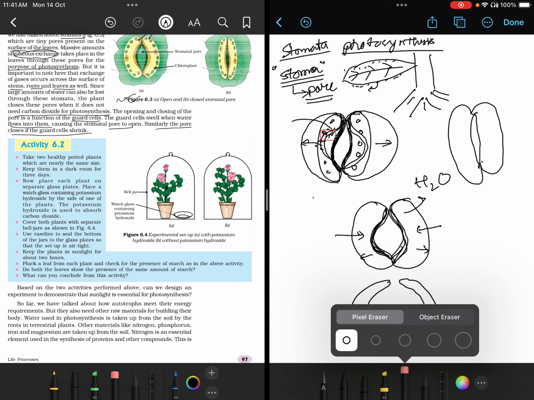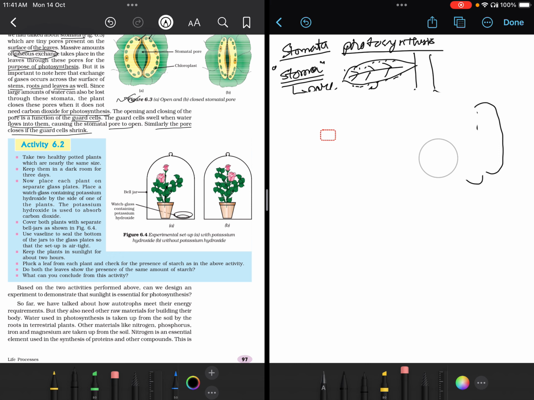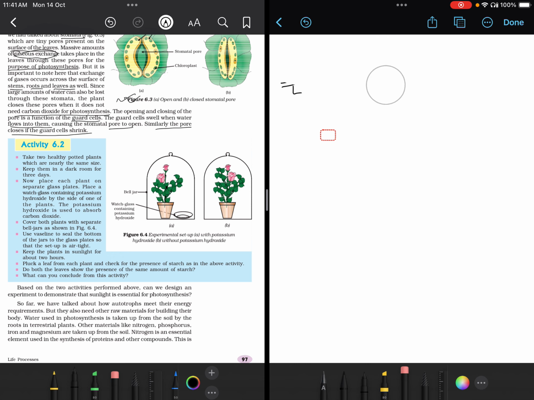And let's study the next paragraph. Based on the activities above, we design experiments to demonstrate that sunlight is essential for photosynthesis. So far, we have talked about how autotrophs meet their energy requirements, but they also need other raw materials for building their body. Water used in photosynthesis is taken up from the soil by the roots in terrestrial plants.